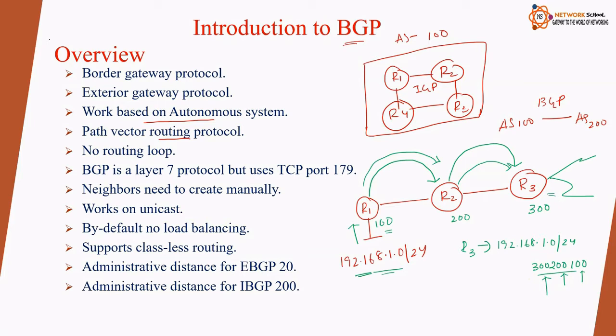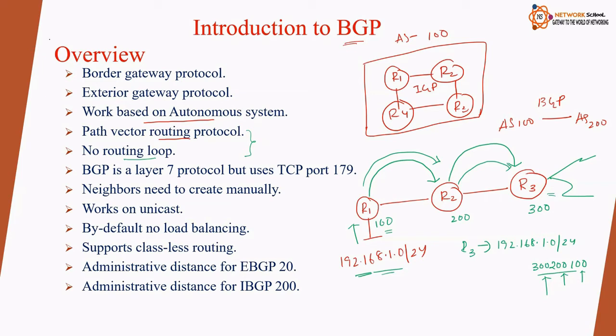Okay, so therefore BGP is known as the path vector routing protocol. Whereas you will not find any loop in BGP, no routing loop in BGP. By default there is no routing loop in BGP. So guys, when I explain how BGP prevents the forming of loops in its environment, you will get more clarification about the path vector and the routing loop.